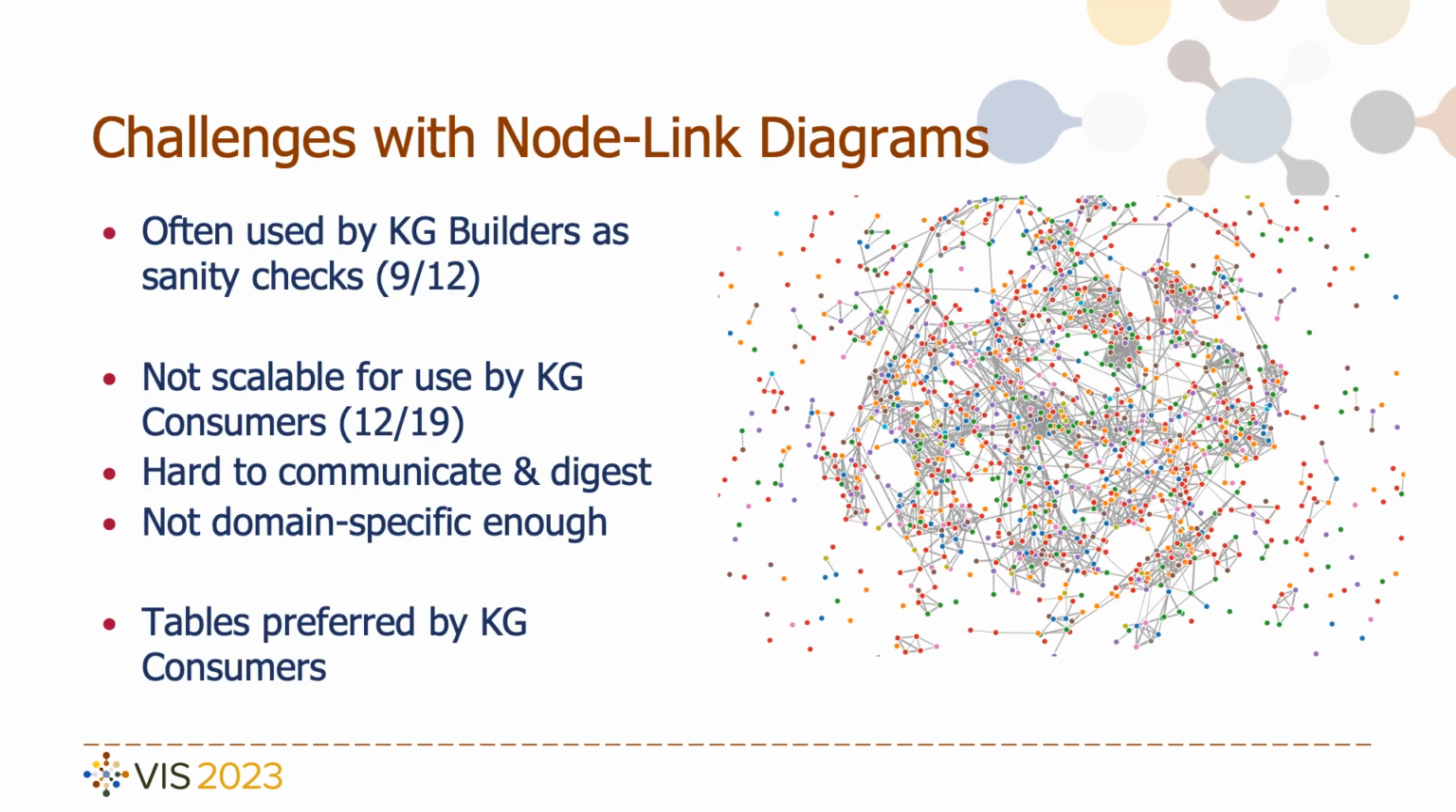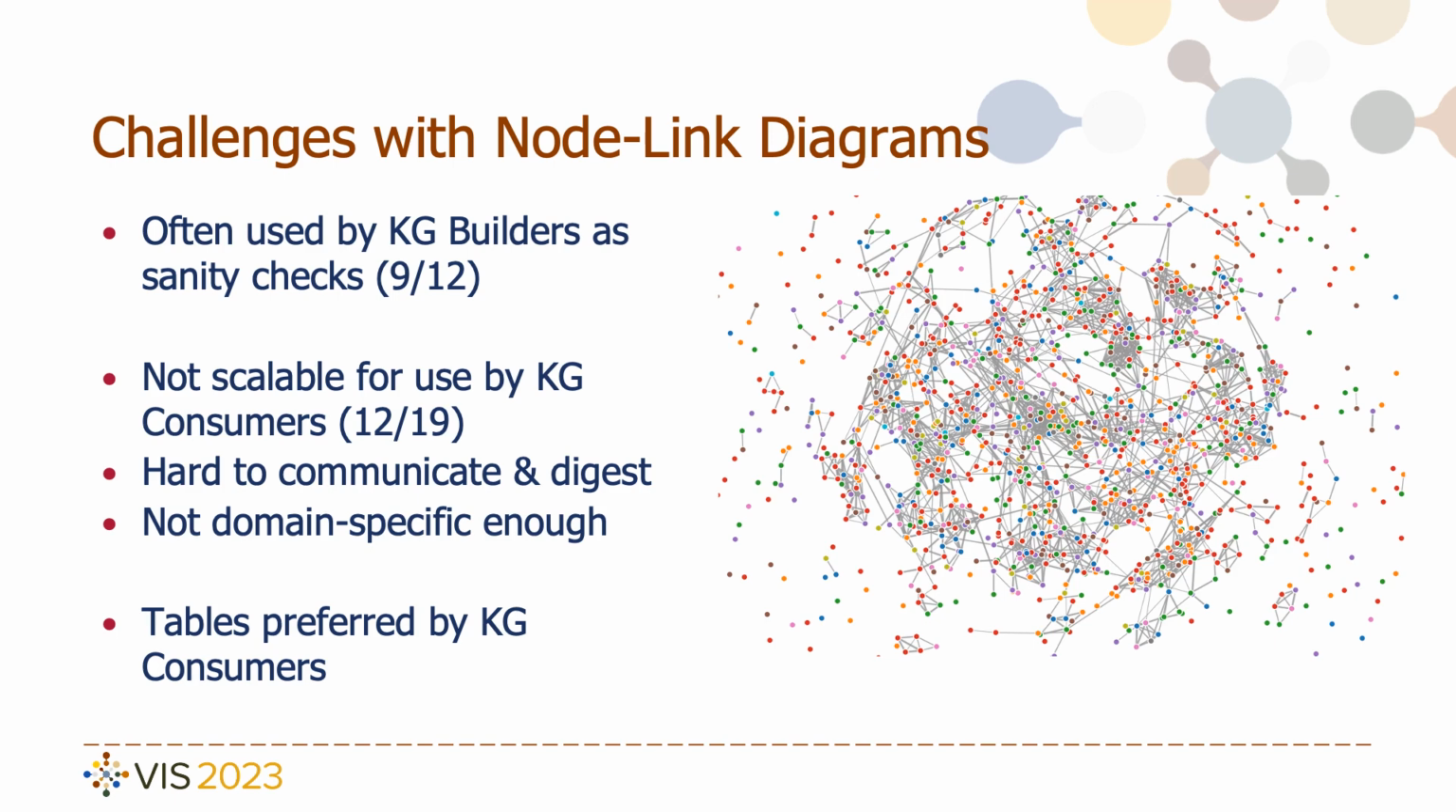Although node link diagrams are known to have issues with scalability and readability, we still found that they were by far the most common graph visualization technique used by builders and for communicating KGs to end users. Builders, for example, often use node link diagrams to visualize a subset of their dataset as sanity checks to make sure that their KG is building properly.